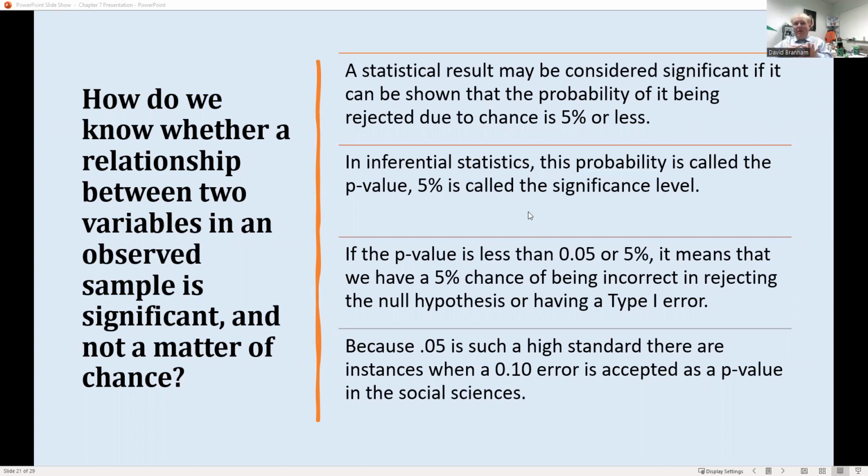We have over time in the social sciences said that a statistical result may be considered significant if it can be shown that the probability of it being due to chance is 5% or less. So if our data says, okay, we have this difference, and the chance of this difference being just by chance is less than 5%, then we can say we're going to reject the null hypothesis. And we're going to say that the evidence is supporting the alternative hypothesis.